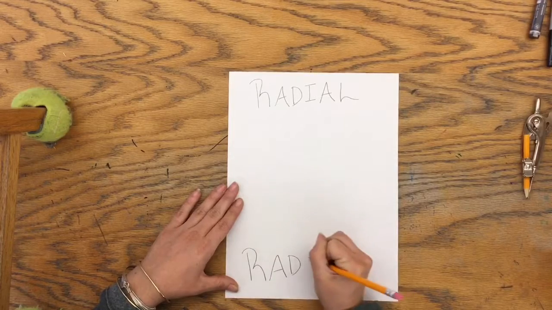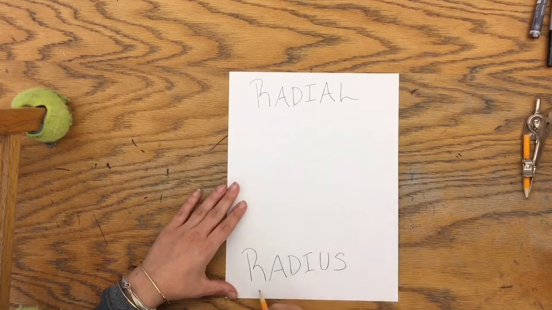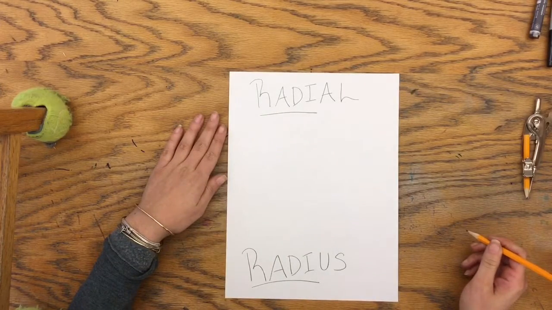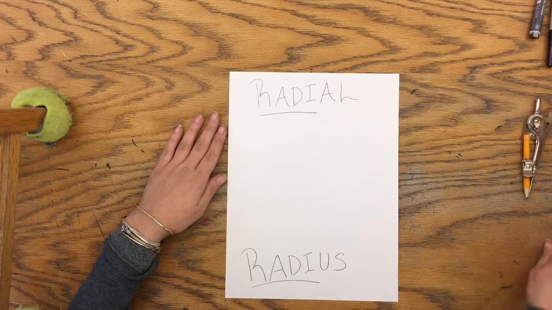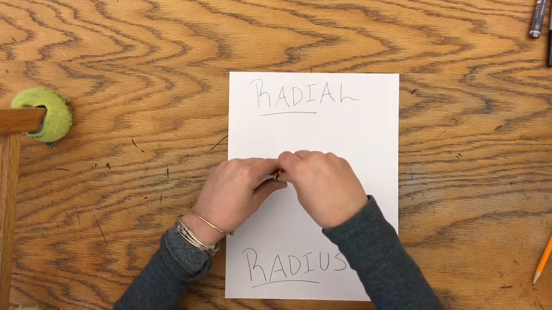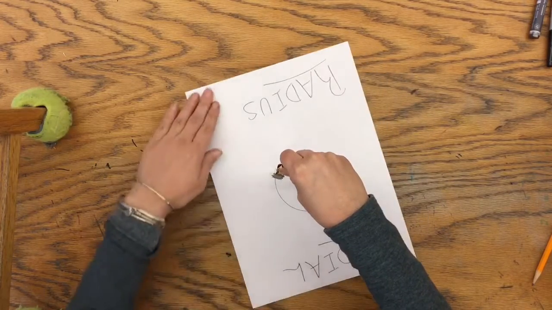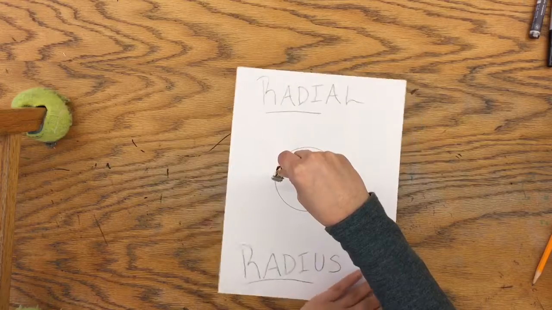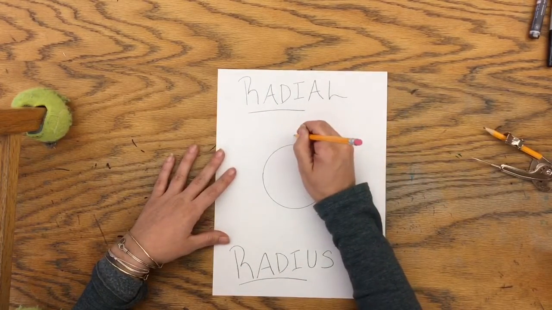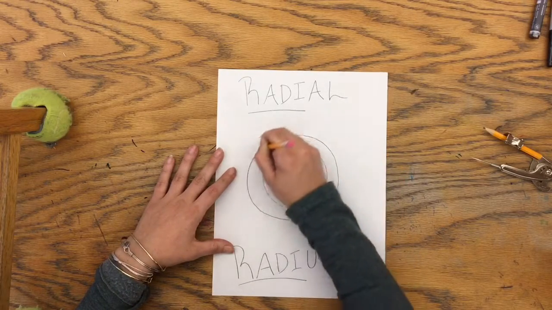Radial comes from the word radius. Now as you can see, they both start with the same four letters. Radial, radius, both having to do with a circle. Radial coming from the word radius, which pretty much just means the area around a circle. The radius is the area around the circle, from where the circle starts to where the circle finishes.